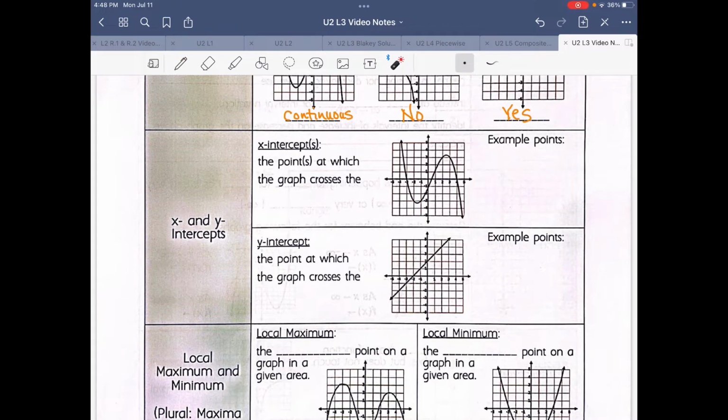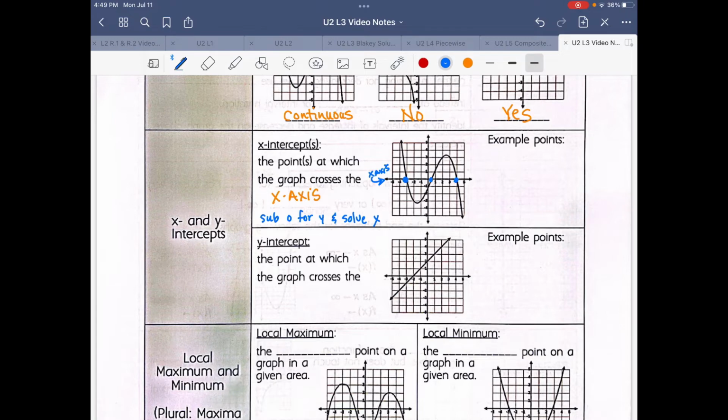Now the next attribute we're going to talk about is finding intercepts. We have two intercepts: the x-intercept and the y-intercept. The x-intercept is the point at which the graph crosses the x-axis. When I look at this graph, this is my x-axis, and it looks like the graph crosses here, here, and here. I have 3 x-intercepts. Now when you have an equation, you're going to substitute 0 for y and solve for x. But on a graph, it's really easy to see. It's going to cross in 3 different places.